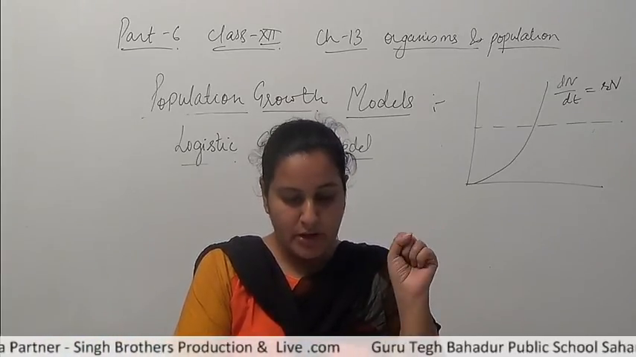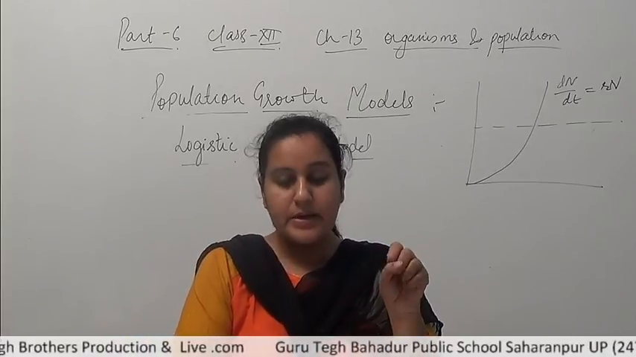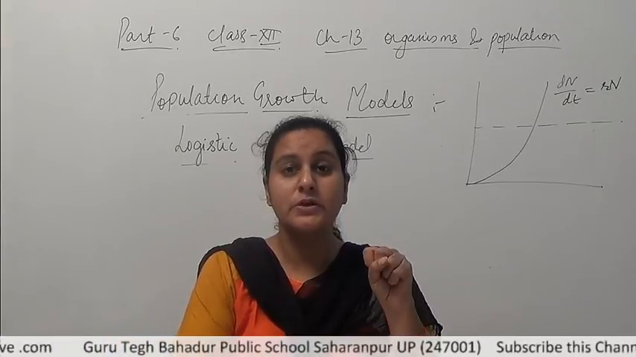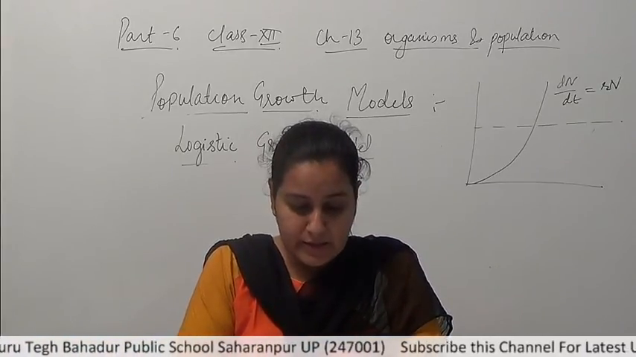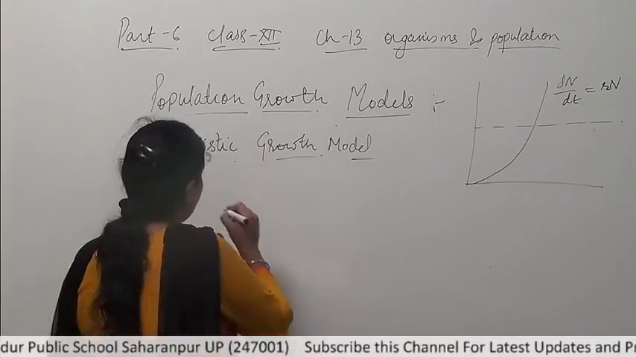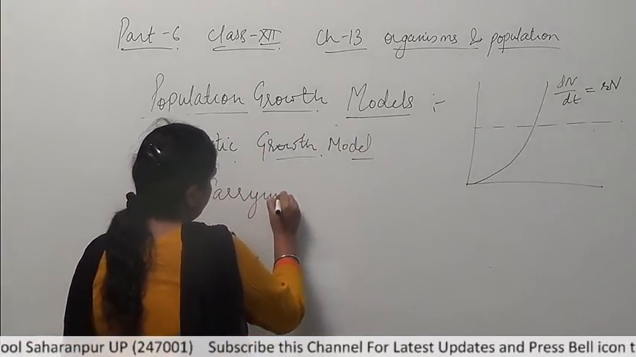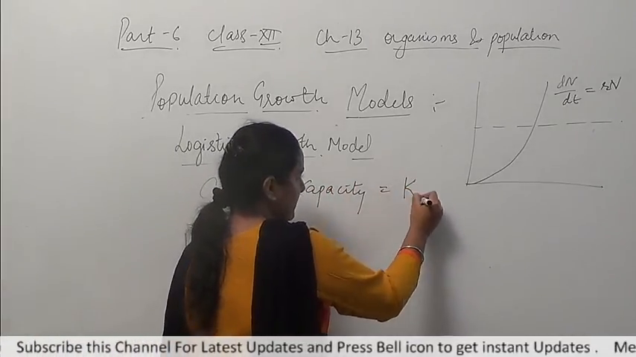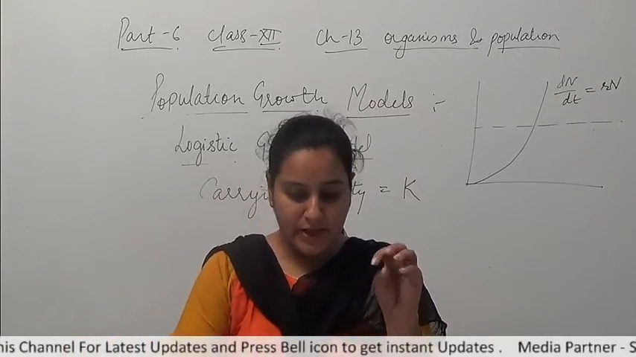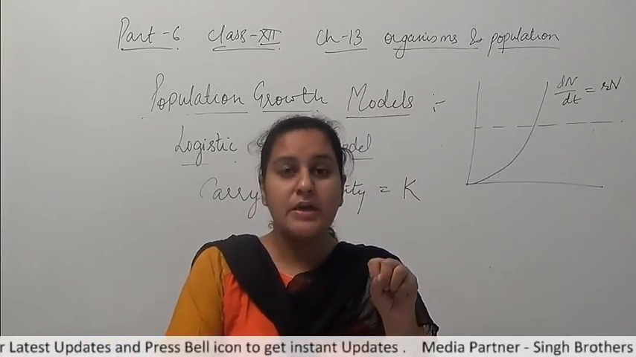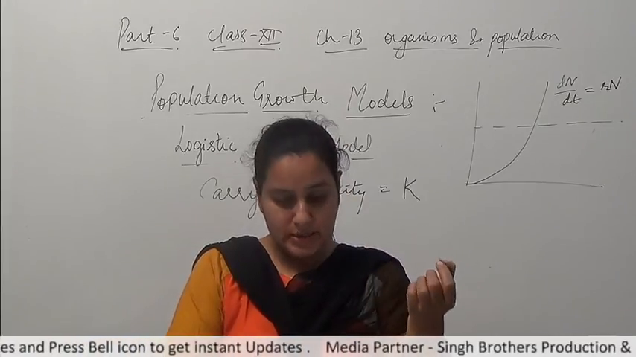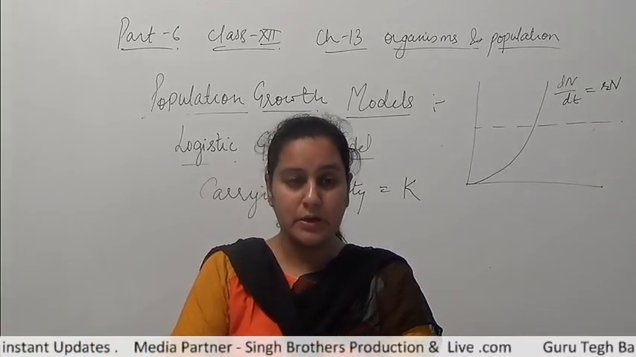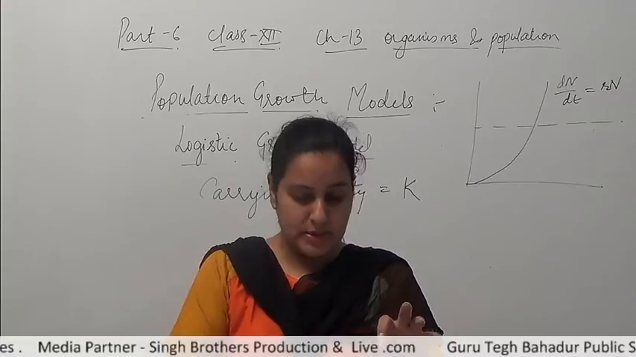So ecosystem, environment and any habitat has limited resources so as to support a particular maximum number of individuals, that is known as the carrying capacity, which is usually denoted by capital K. Every ecosystem or habitat may have limited resources to support a particular maximum number of individuals in a carrying capacity.